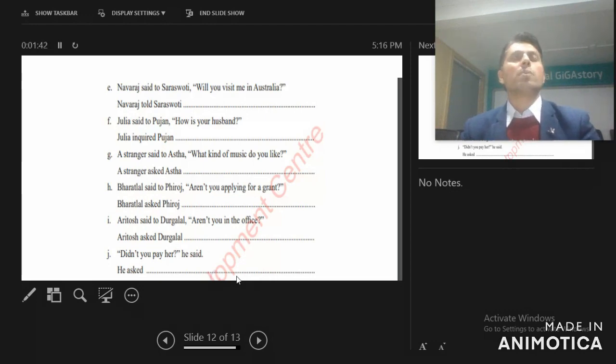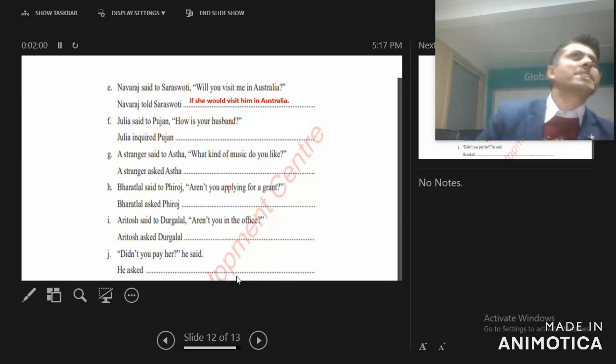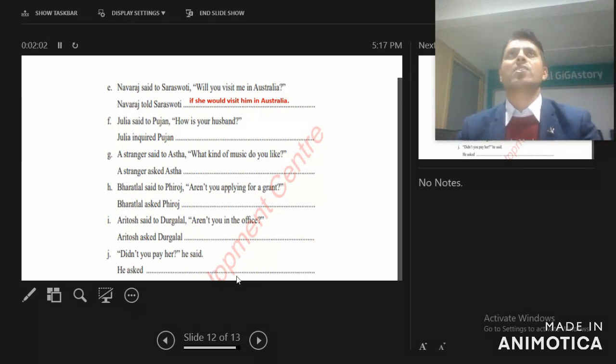Okay, so better to write there, Navraj asked Saraswati. Then the missing part is what? Will you visit me in Australia? Look at the missing part: if she would visit him in Australia, right? Already I told you, my dear students, better to change there, in place of told, write asked. Navraj asked Saraswati if she would.